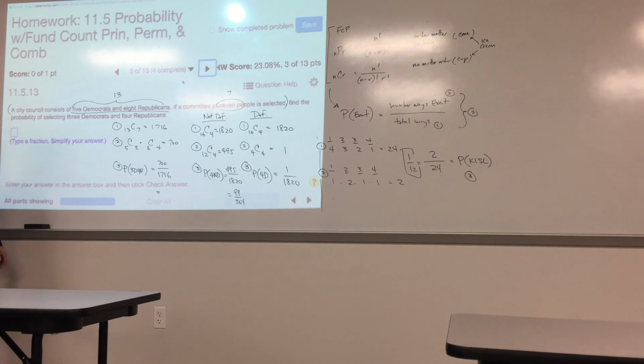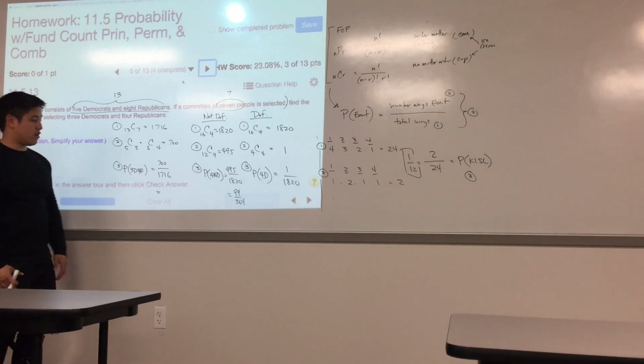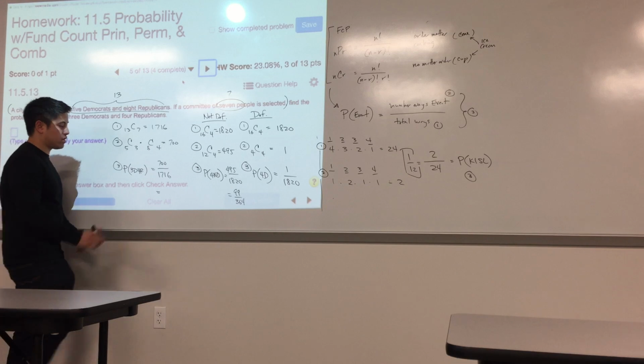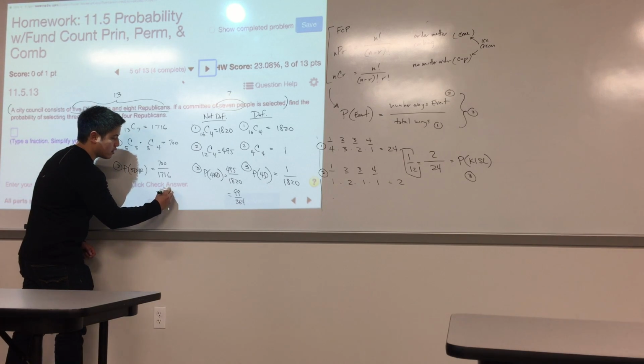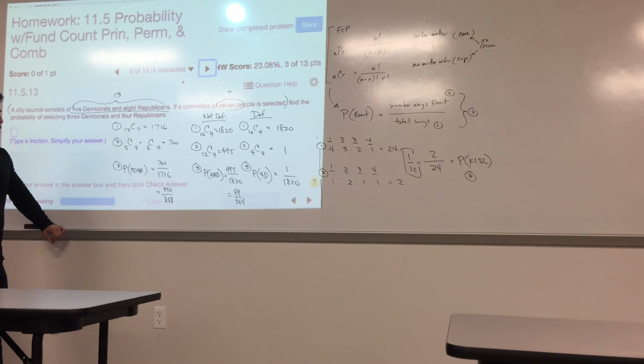That should be able to be reduced. Somebody give me an answer for that. Definitely reduced by at least 2 to start. Can't be reduced by 7. What is it if you divide it by 2? 350 over 858. Divided by 8? No, it can't be divided by 8.